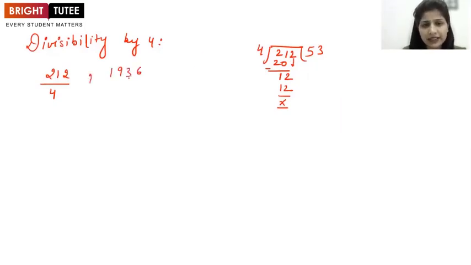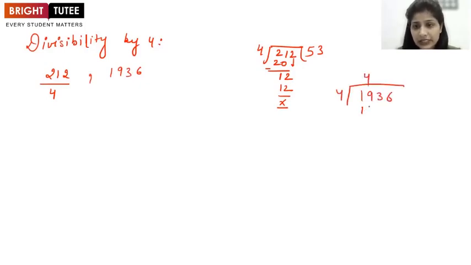Suppose I take 1936 and I divide it with 4. Okay. So 4 4s are 16. You will be left with 3. Copy down this 3.